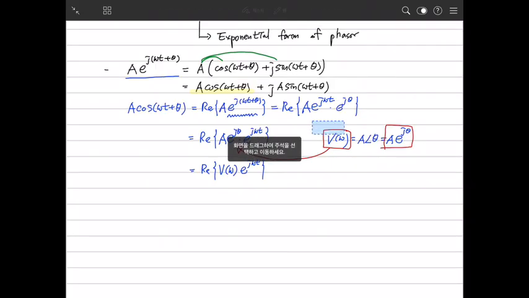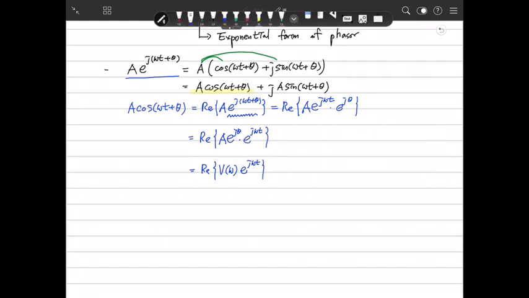You need to explain more again. Okay, it's a little bit complicated, so I will explain here. From this relationship, this form can be expressed with the Euler formula. So A cosine omega t plus theta can be represented with the Euler formula in this manner.